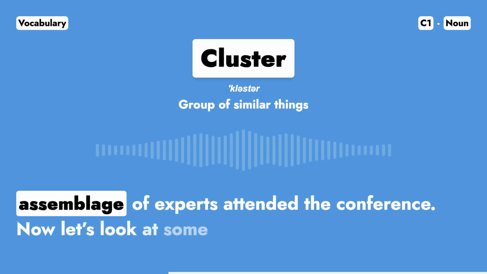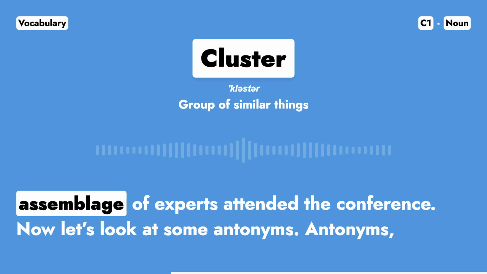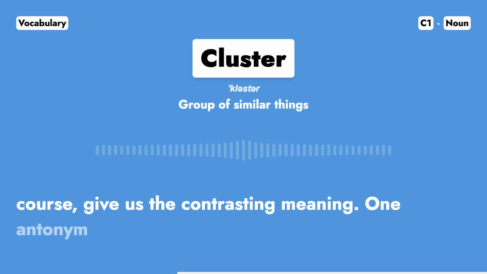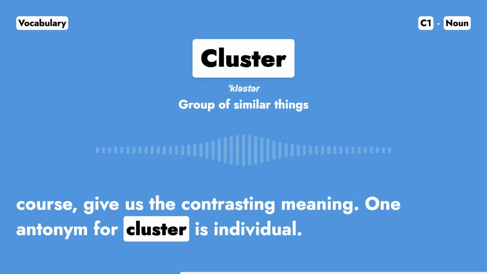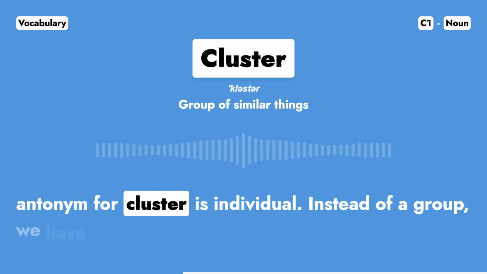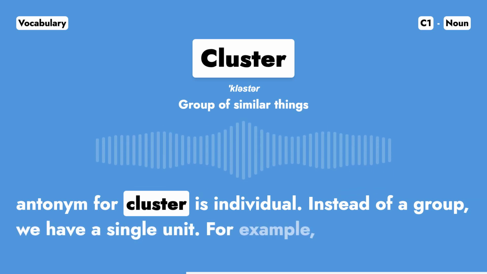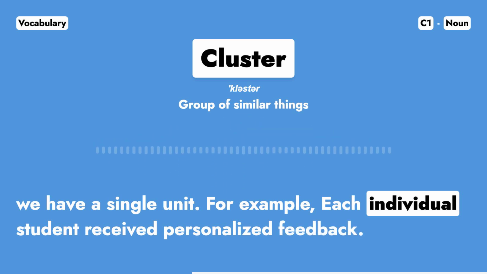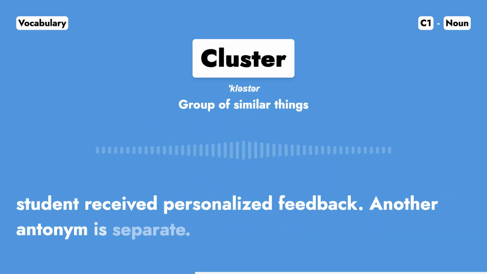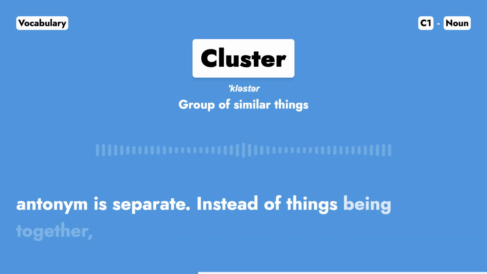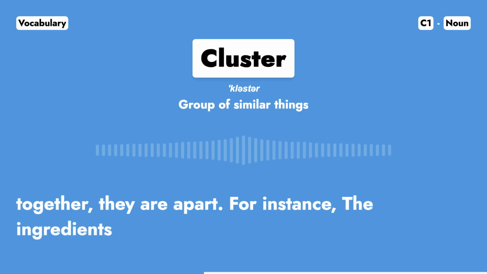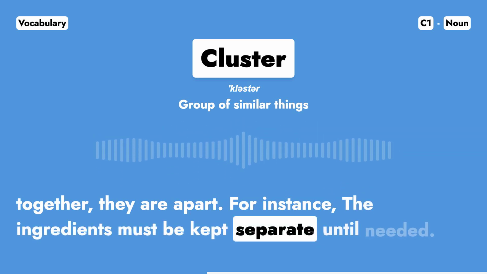Now, let's look at some antonyms. Antonyms, of course, give us the contrasting meaning. One antonym for cluster is individual. Instead of a group, we have a single unit. For example, each individual student received personalized feedback. Another antonym is separate. Instead of things being together, they are apart. For instance, the ingredients must be kept separate until needed.